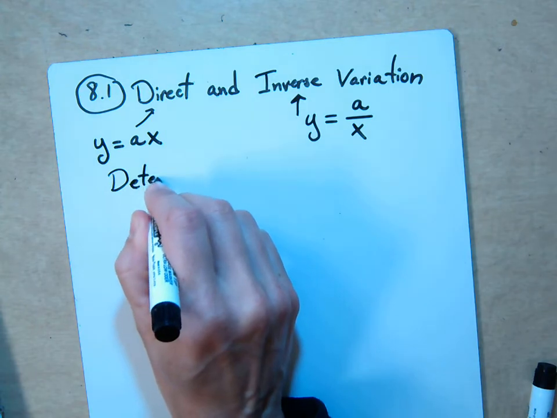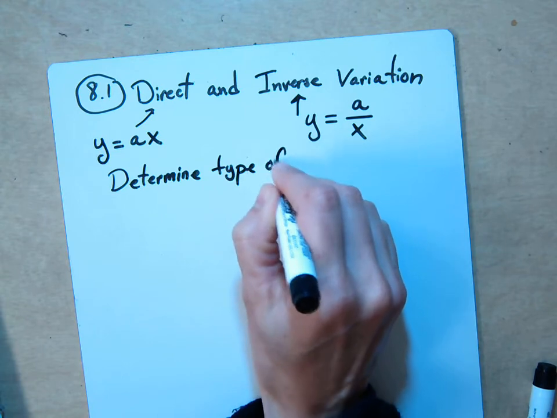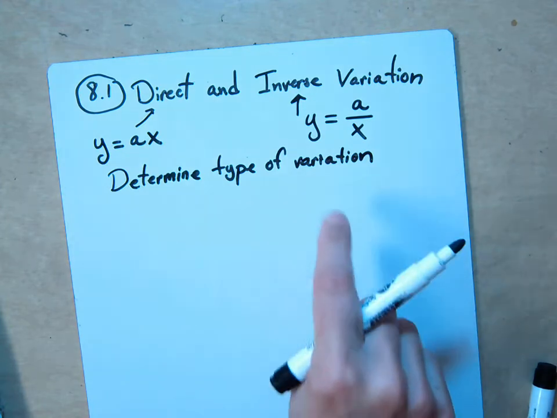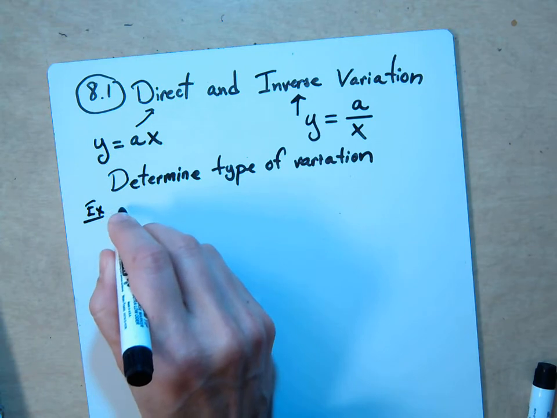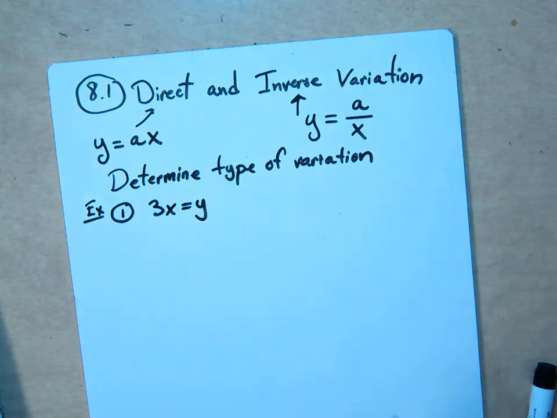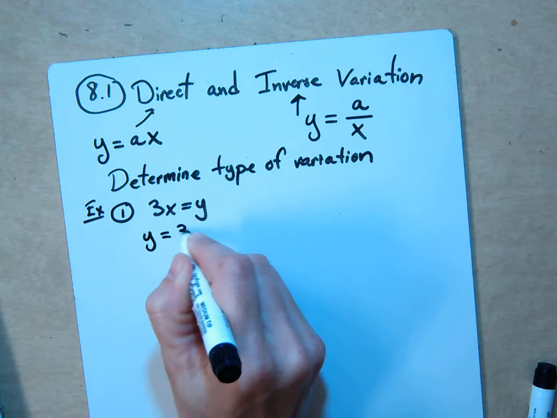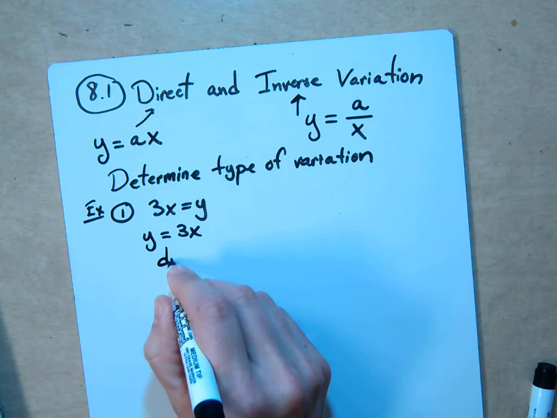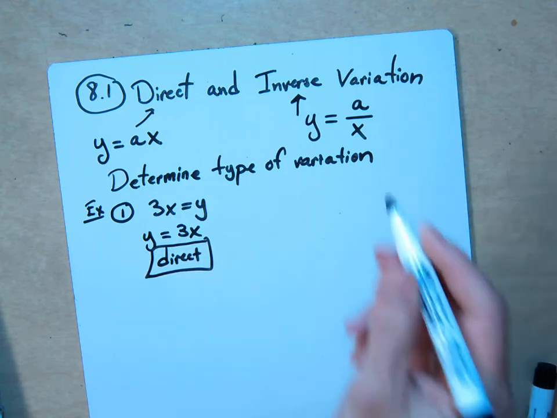If we're given an equation, let's determine the type of variation. Your answers will be either direct, inverse, or neither. So first example, let's say we have 3x equals y. Well, we can just switch the sides, y equals 3x, and that's direct variation. Y equals a constant times x. In fact, y is 3 times as big as x.